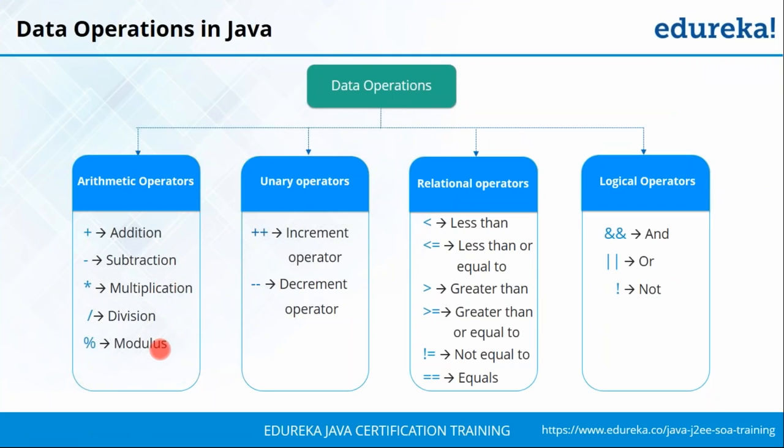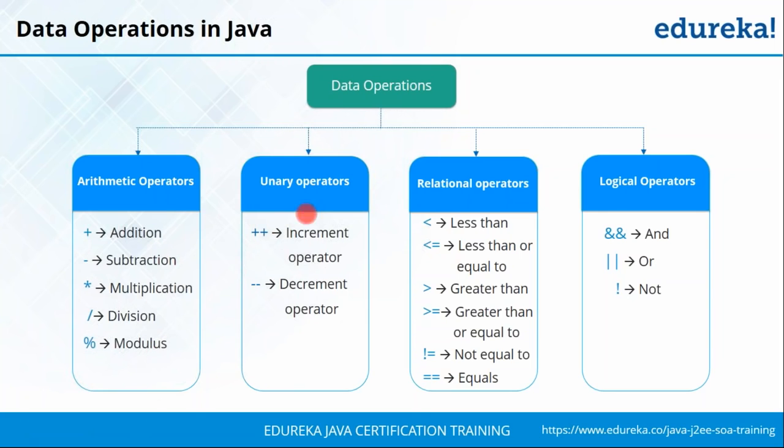So this is something that you may not be familiar with if you're not from a programming background. Basically what modulus does is that it performs division, but rather than giving you the quotient, what it gives you is the remainder of that division. So let's say you're going to perform 5 divided by 3. Rather than getting 1, you're going to be getting 2 as the remainder value. And then you have the unary operator.